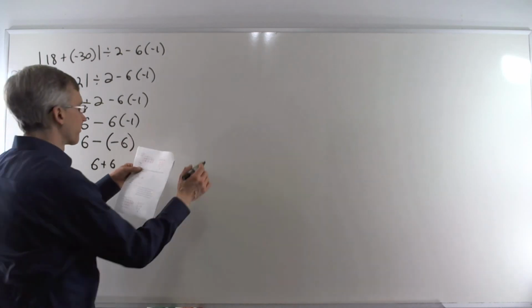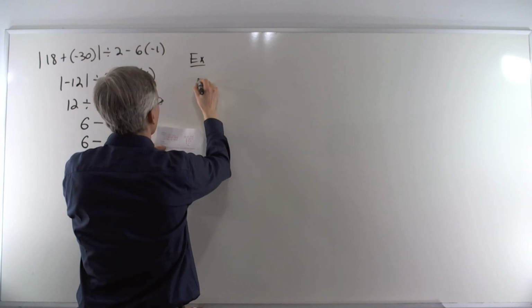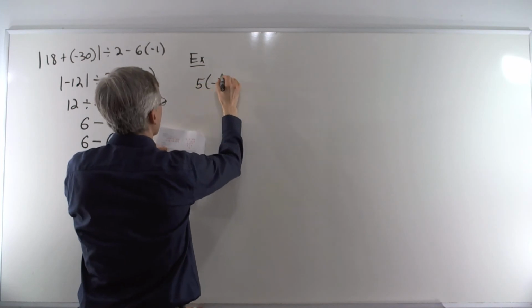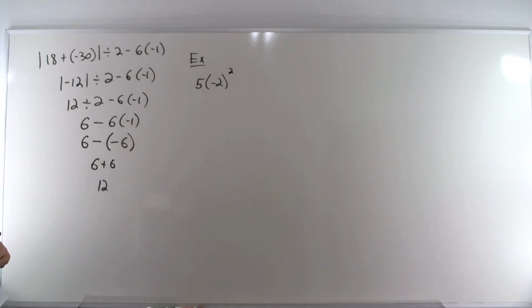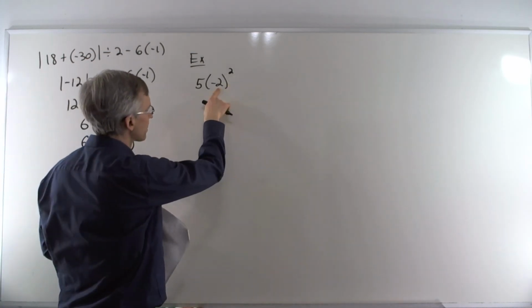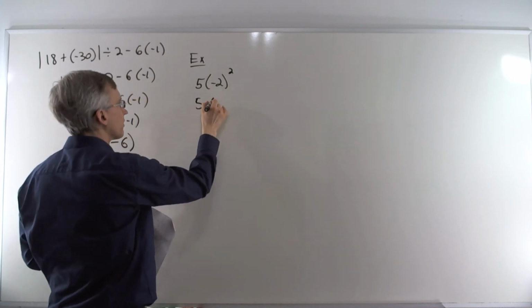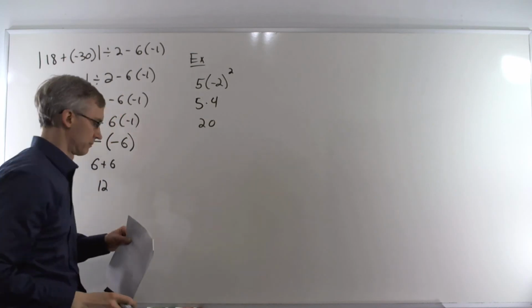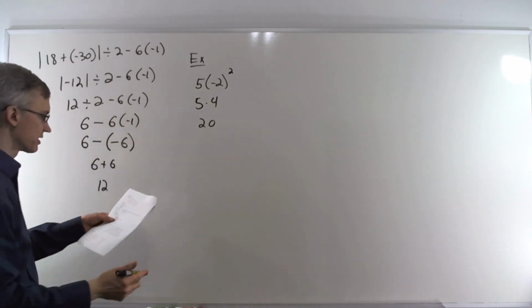Next example, we've got our first exponent. So we've got 5 times -2 squared. We'll start with the exponent. We're squaring -2. -2 is the base, so that's -2 times -2, which turns into a positive 4. So 5 times 4, or 20. Your turn, number 7.